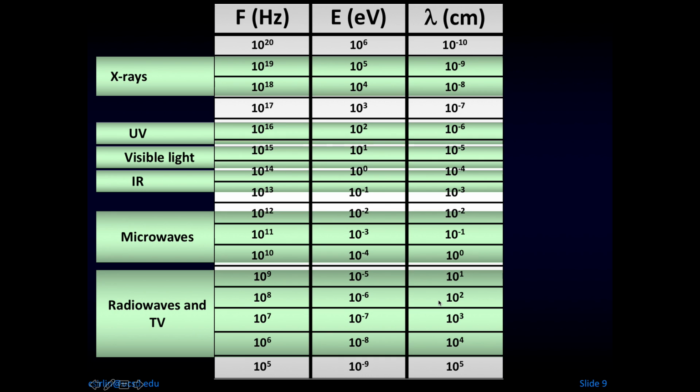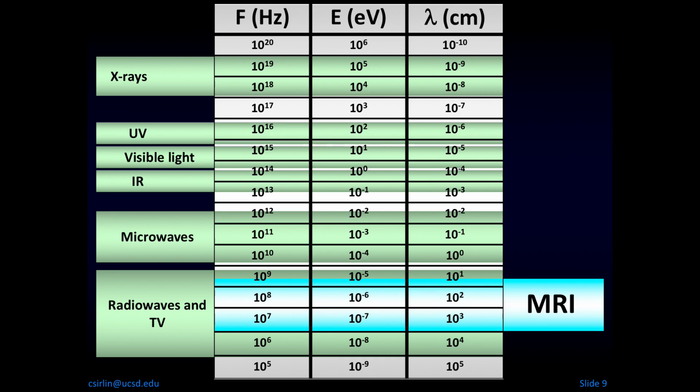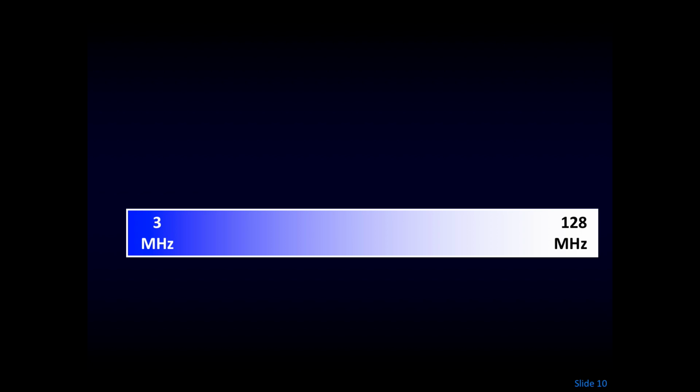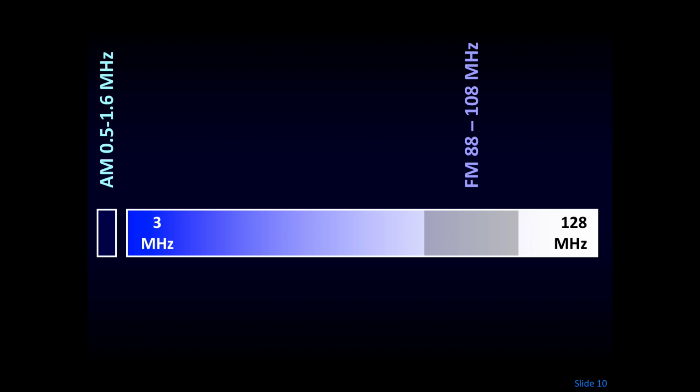Well, what does all this have to do with MRI? Well, it turns out that MRI is right here. So MRI has energy in the radio wave and TV wave spectrum of the electromagnetic spectrum. We can also look at it this way. We can put electromagnetic radiation from 3 megahertz to 128 megahertz, and AM radio is a little bit less energetic than that. It's about 1 megahertz. Way over here we have FM radio between 88 and 108 megahertz.